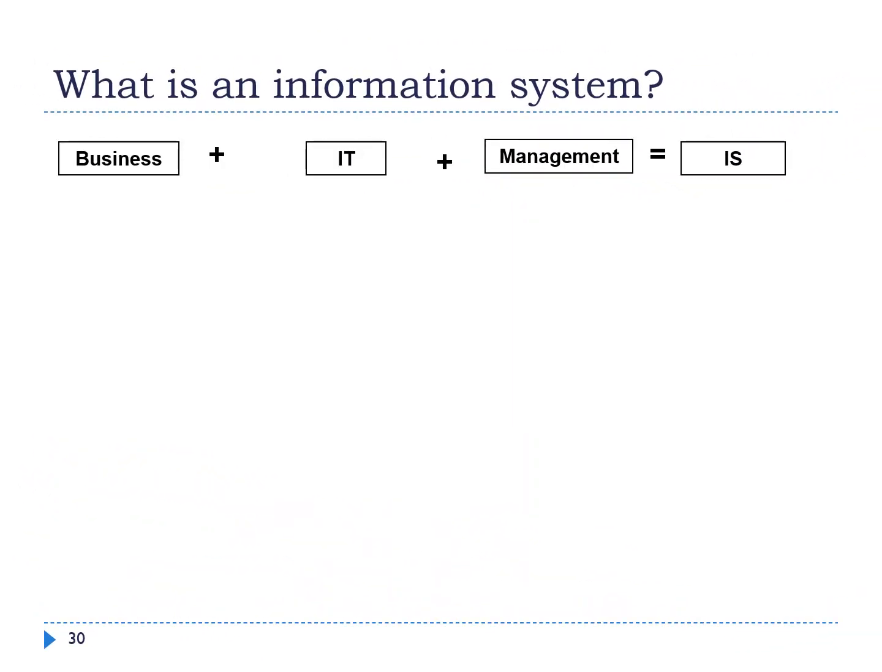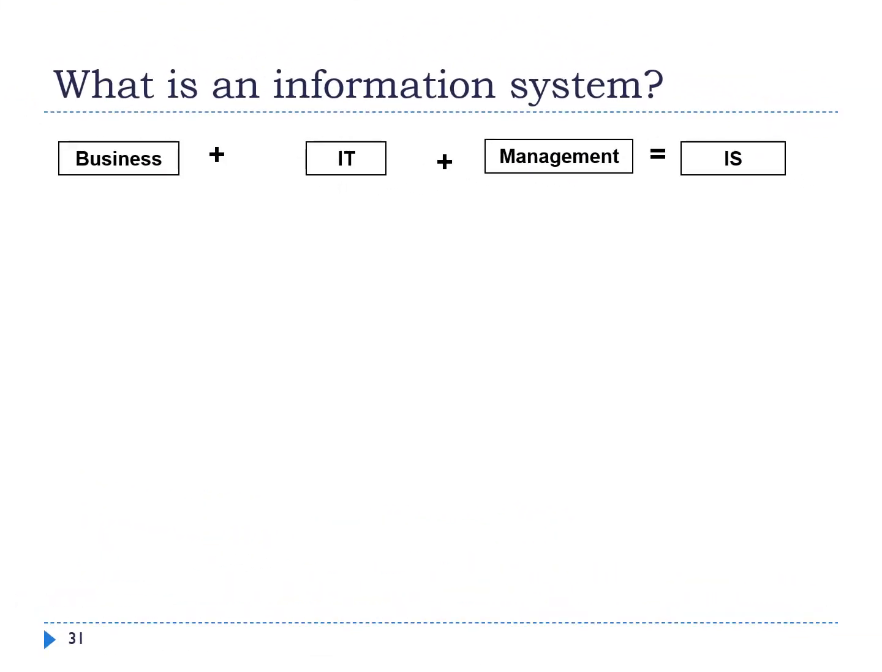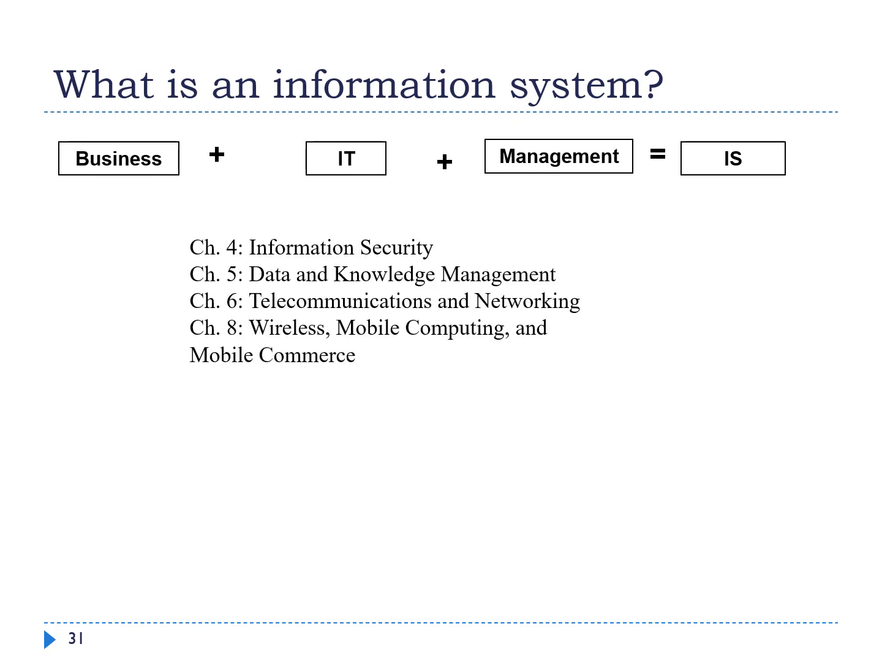For the business part, we'll discuss organizational strategy in Chapter 2, e-business and e-commerce in Chapter 7, and social computing in Chapter 9. For the IT part, we will discuss information security in Chapter 4, database in Chapter 5, telecommunications and networking in Chapter 6, wireless, mobile computing, and mobile commerce in Chapter 8.